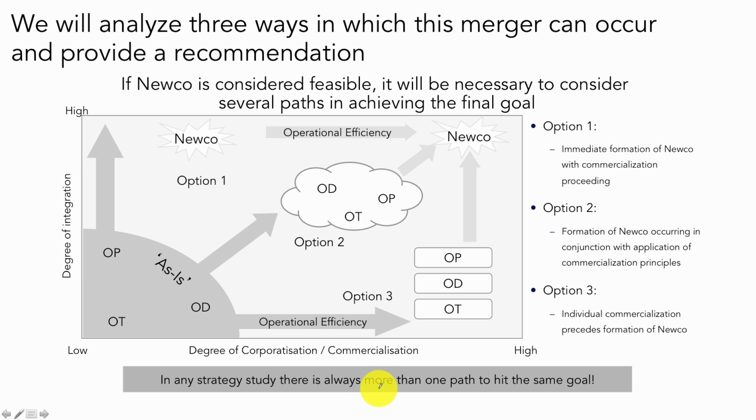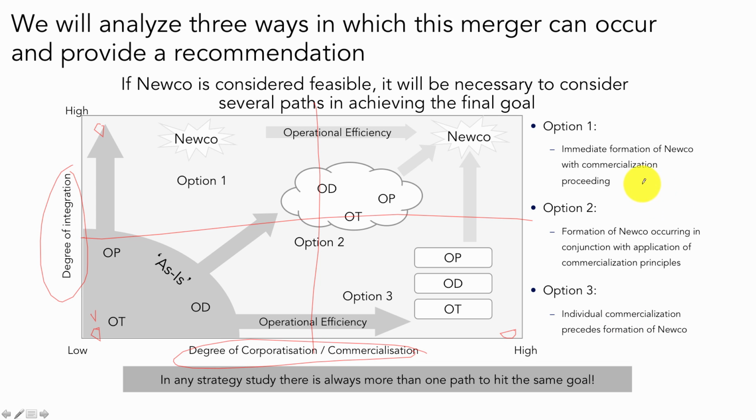So this is something we put together for this study. There are 3 options defined by the degree of integration between the companies and the degree of commercialization. So you can have a very high degree of commercialization or low degree. You have a very high degree of integration or a very low degree. So option 3 is a low degree of integration, where you commercialize these companies first and then you integrate them.